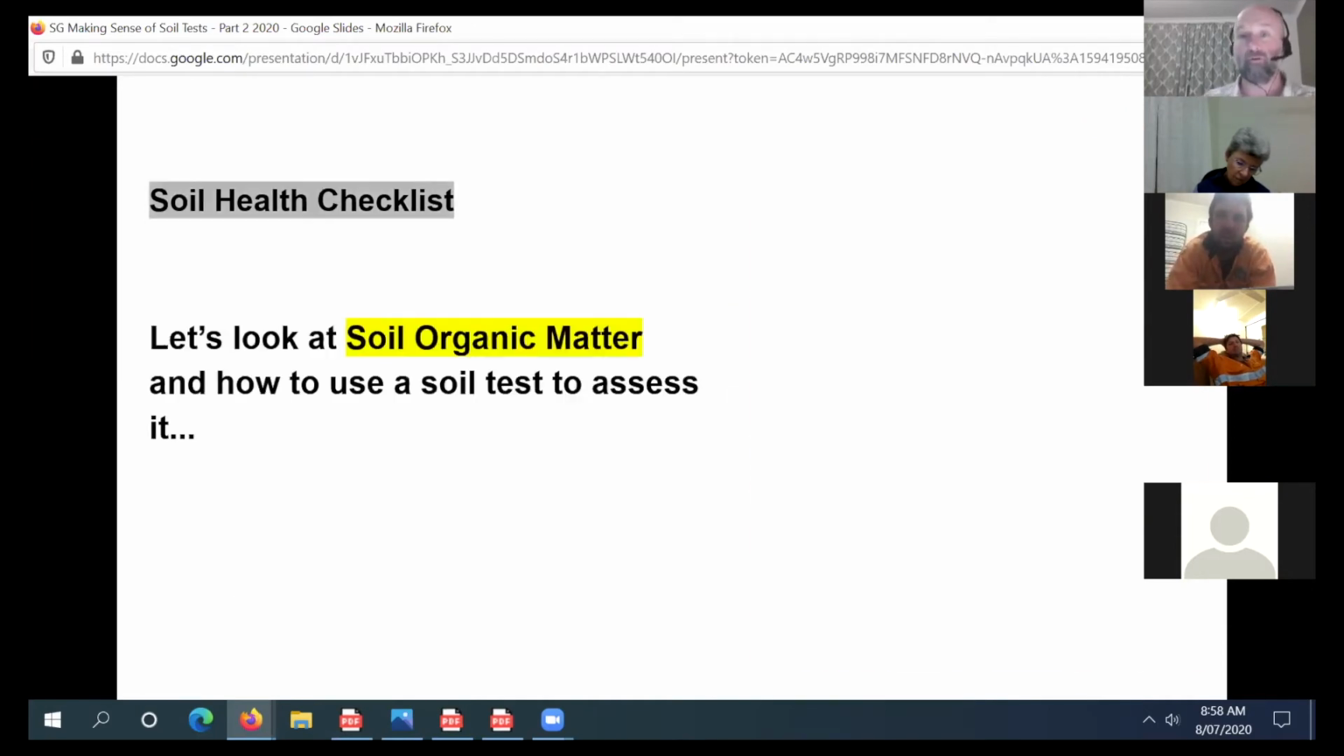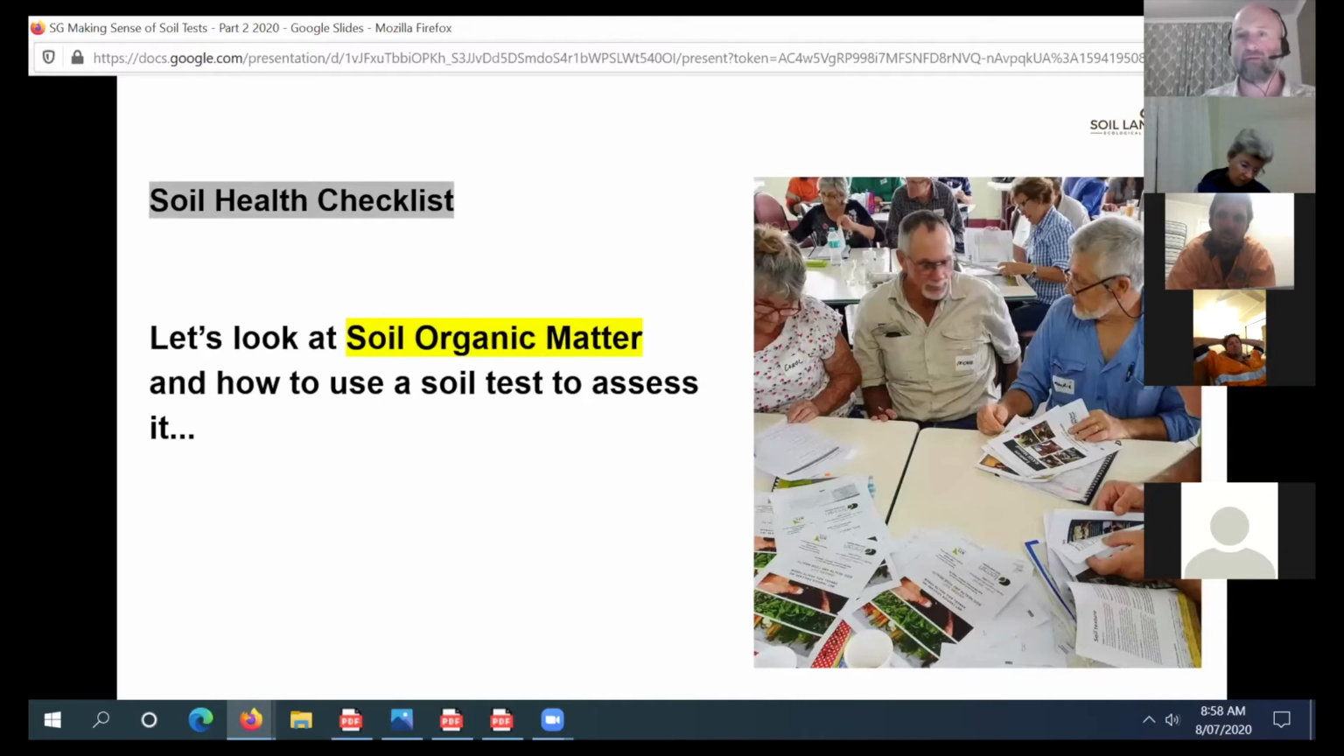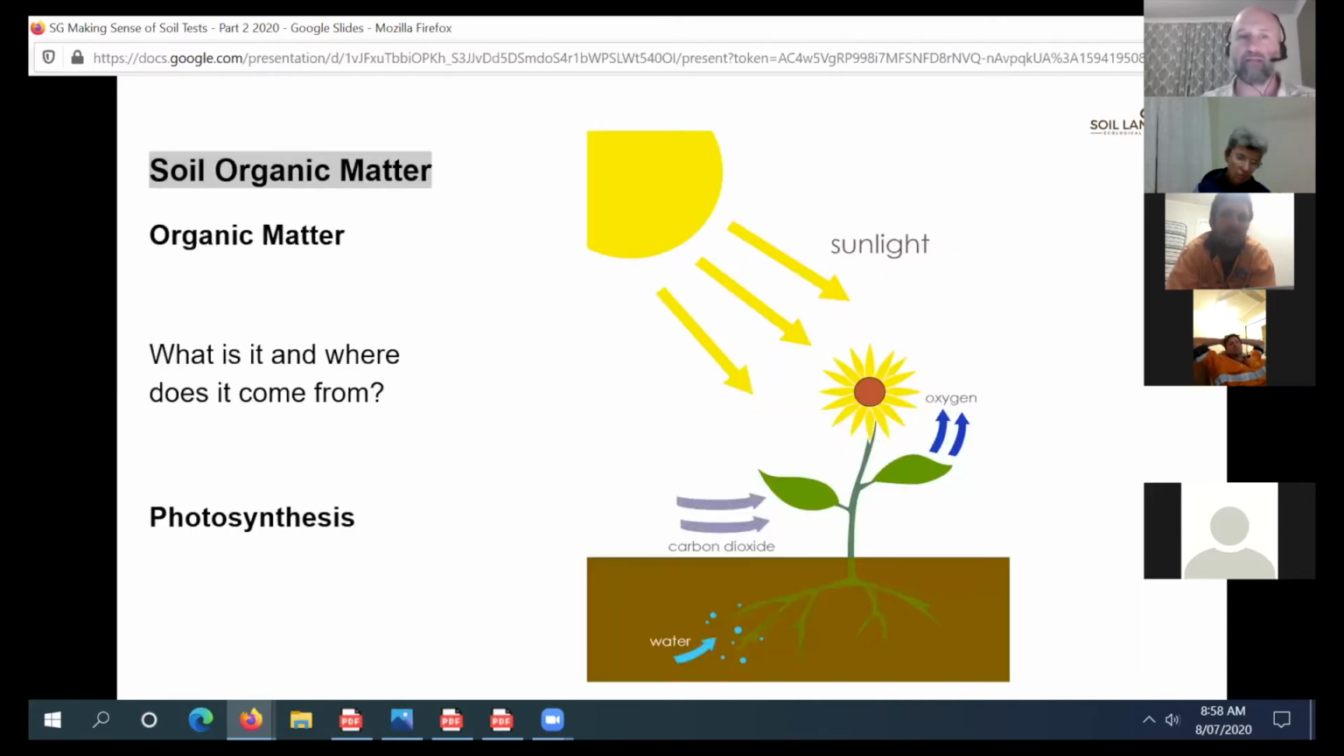So let's have a look at organic matter, which is one of the big ones on your soil test and probably the most important aspect of any topsoil on planet Earth, whether you're in agriculture or a natural landscape. So what is organic matter? Quickly, just 2 minutes on a refresher on it. What is it and where does it come from? Well, it comes from photosynthesis, basically, and you can see here that this plant is taking in the sunlight.